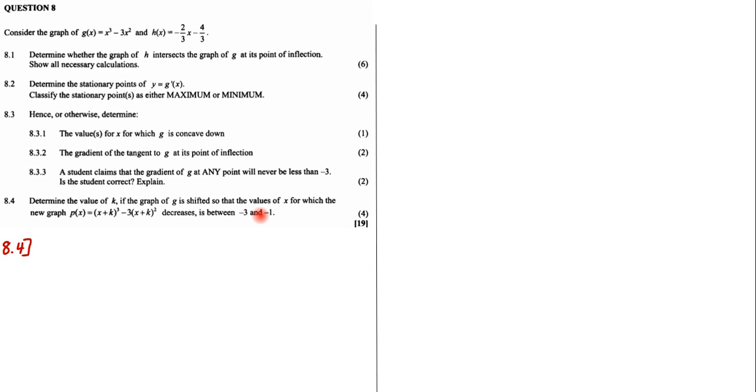Now here I need you to understand this, because this is the part where they try to make sure that they confuse you. So what is happening here? Here we have our graph of g.